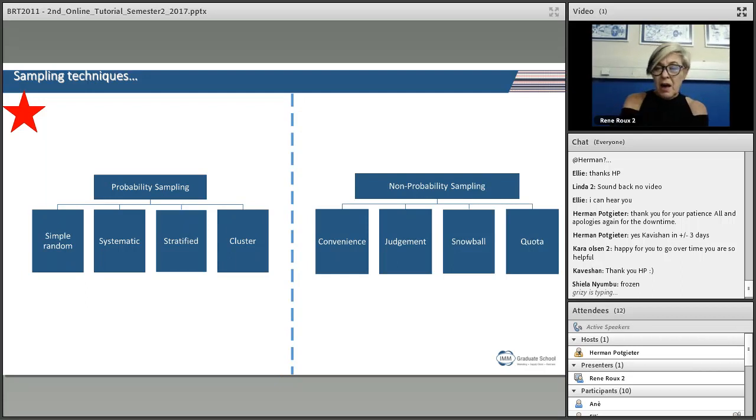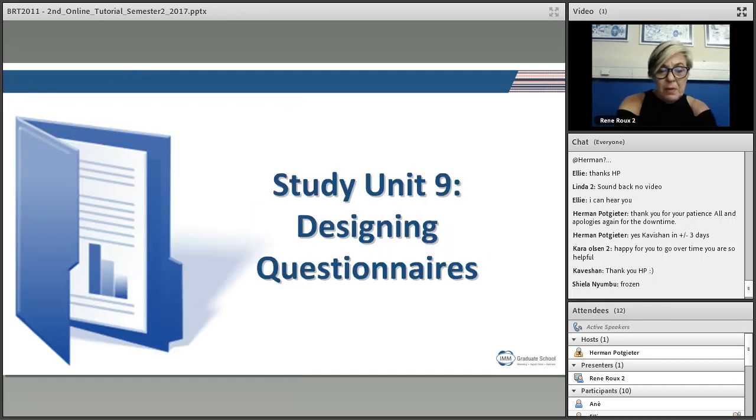Snowball is where I will interview someone and then I will ask them, who else do you think I need to interview? Judgment is where I would say they need to all have cell phones. So already up front, I group them together. So these are the four different techniques in terms of non-probability.